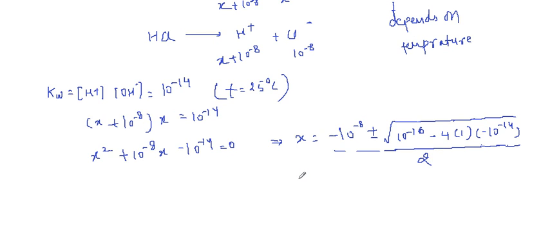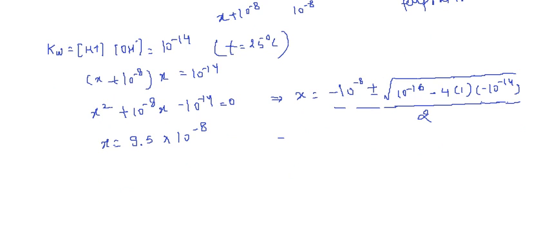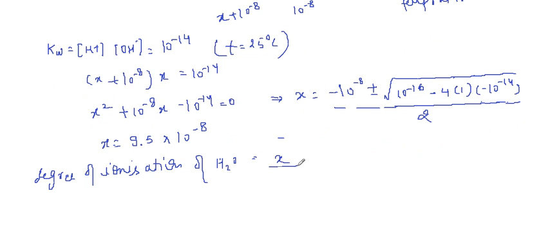So here we get the value of X. X comes out to be 9.5 into 10 to the power minus 8. And we have already calculated the degree of ionization of H2O. Degree of ionization of H2O is X divided by 55.5, into 100. That is the degree of ionization of H2O.